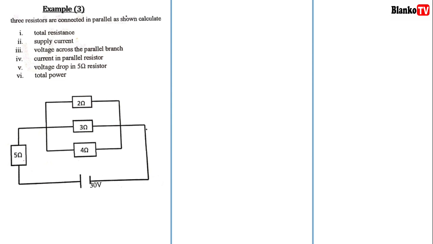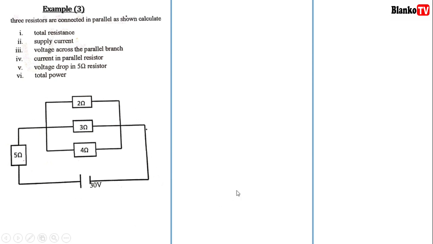Okay, so there is the example 3 of the calculations under DC circuits. Three resistors are connected in parallel as shown. Calculate I, total resistance, II, supply current, III, voltage across the parallel branch, IV, current in parallel resistor, V, voltage drop in 5 ohm resistor, and then VI, total power. Okay, so that is the circuit.